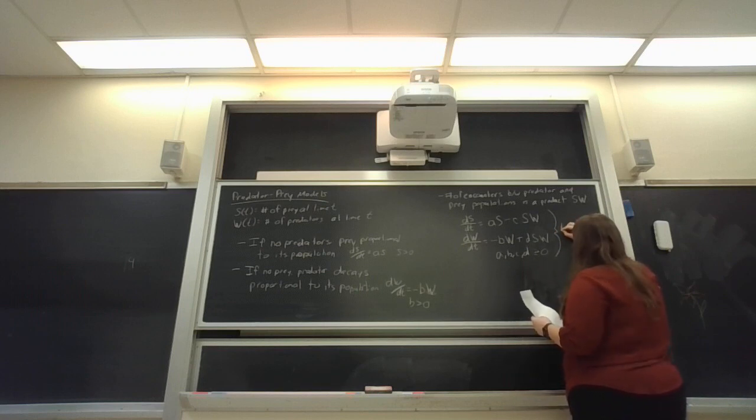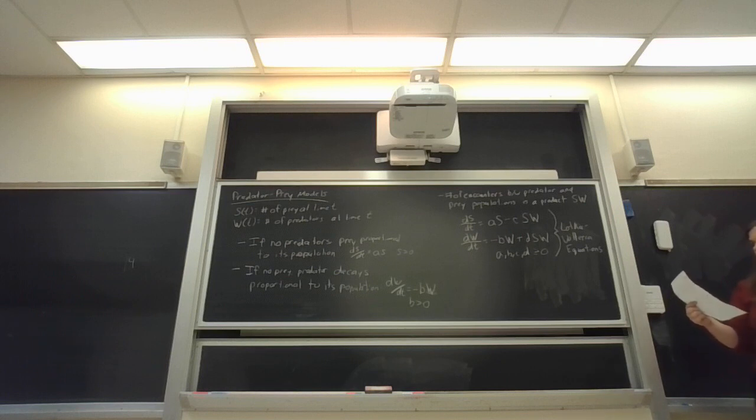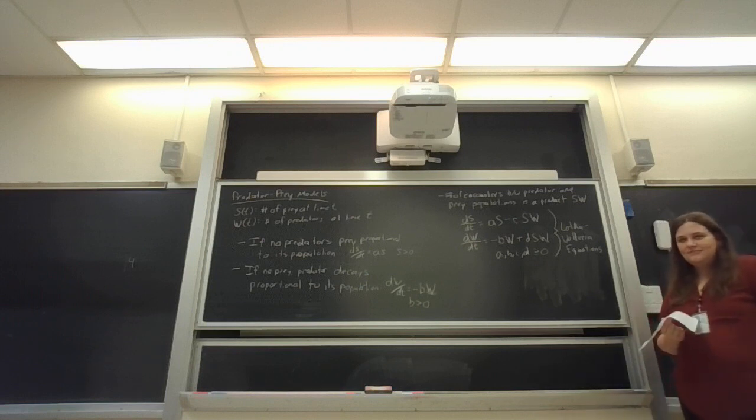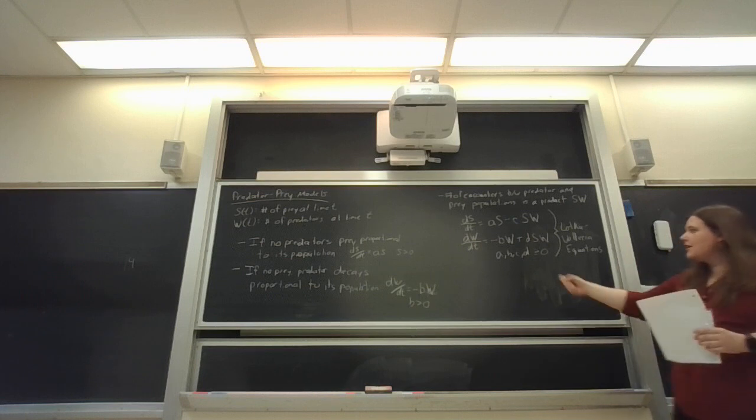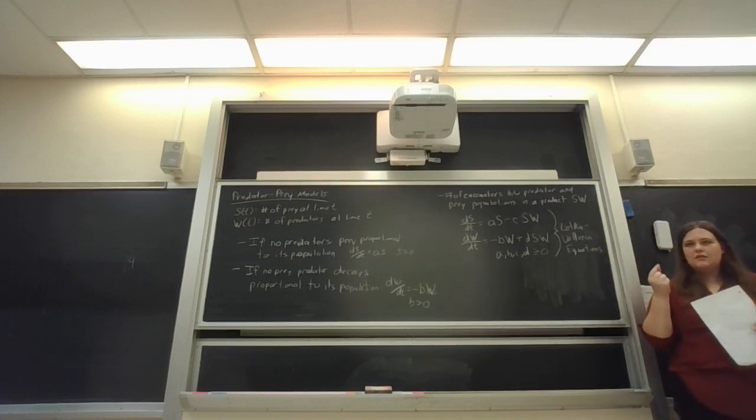These are called the Lotka-Volterra equations. All right, so we have these equations. Are these linear or nonlinear differential equations? Nonlinear. What makes them nonlinear, Evan? Populations interact. Yeah, the populations interact. So we have this times SW, right? So we have variables multiplying one another, so it makes it nonlinear.